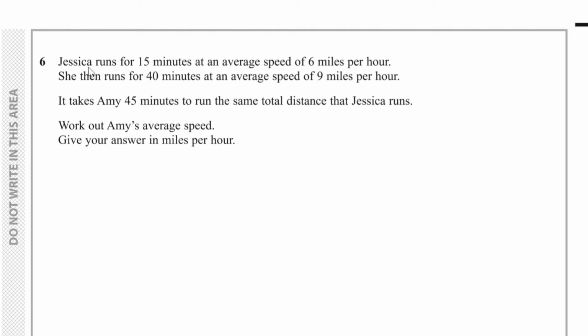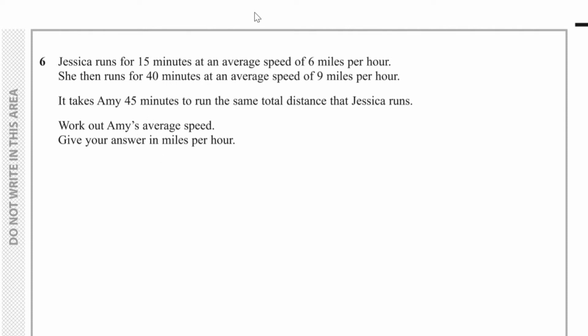Question number 6. Jessica runs for 15 minutes at an average speed of 6 miles per hour. She then runs for 40 minutes at an average speed of 9 miles per hour. It takes Amy 45 minutes to run the same total distance that Jessica runs. We have to work out Amy's average speed in miles per hour. First of all, you will find that here we've got miles per hour for the units, and here we've got minutes.